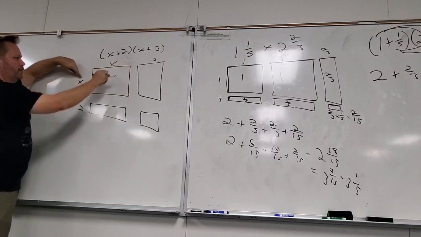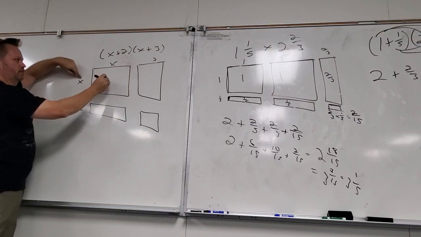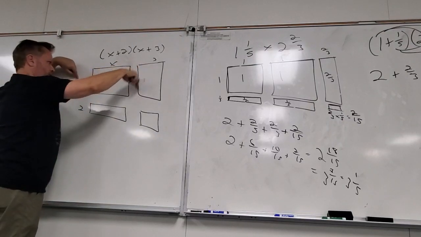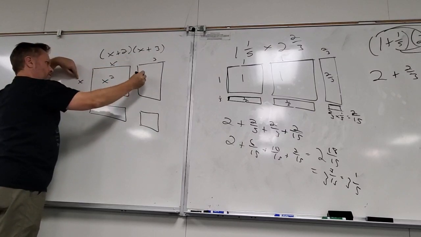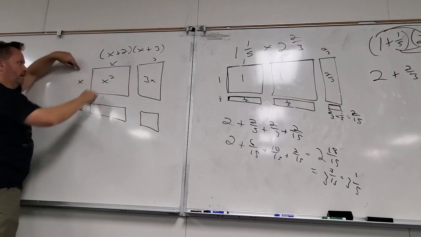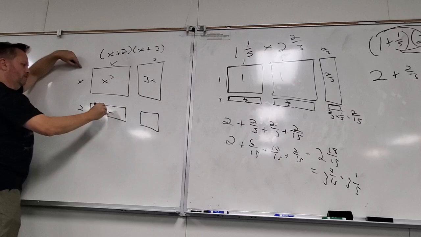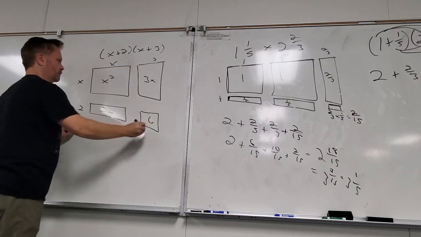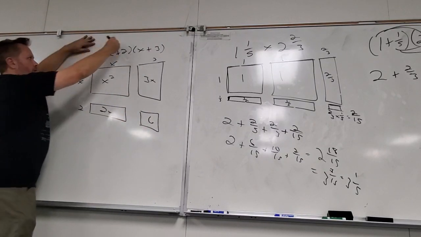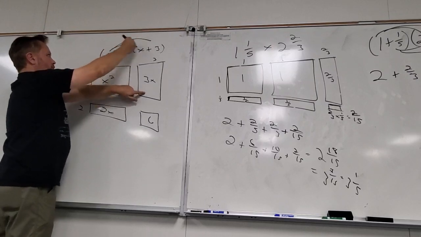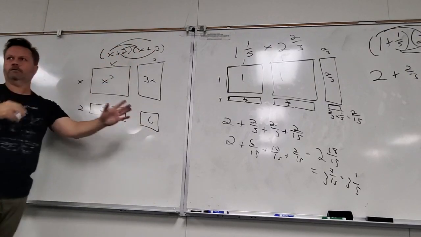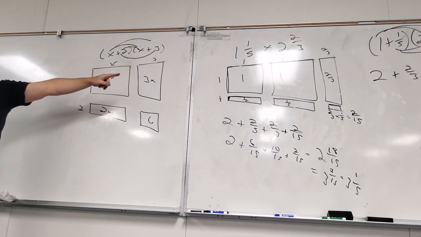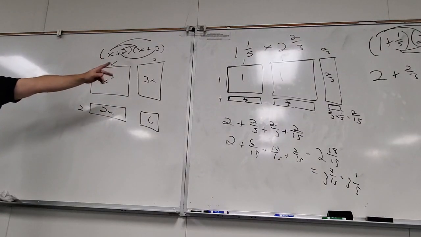So this is x by x, what's the area of this? This is x by 3, so what's the area of this? This is 2 by x, and this is 2 by 3, 6. And sure enough, when you FOIL, x squared plus 3x plus 2x plus 6, right? That's effectively what we're doing with those fractions, correct?